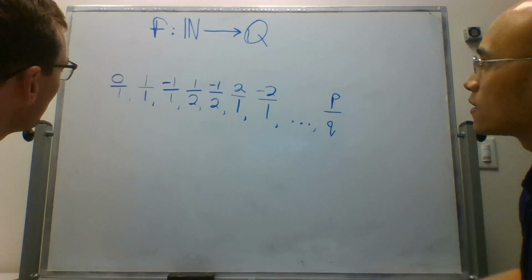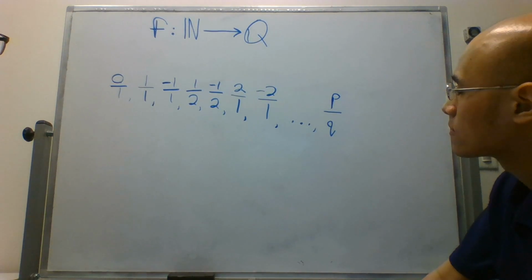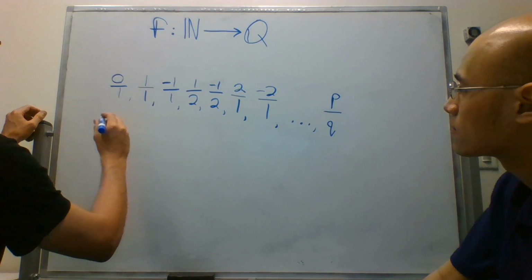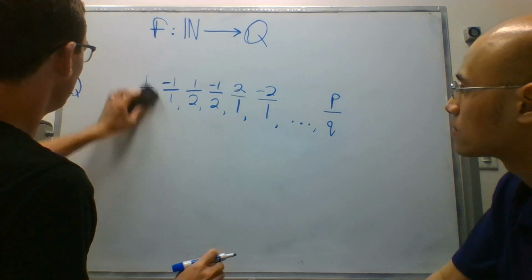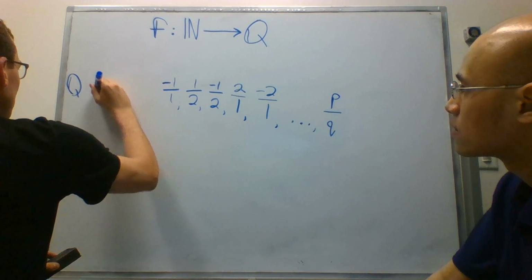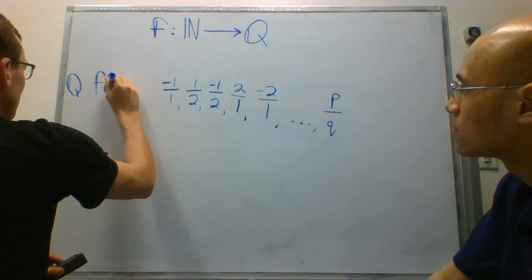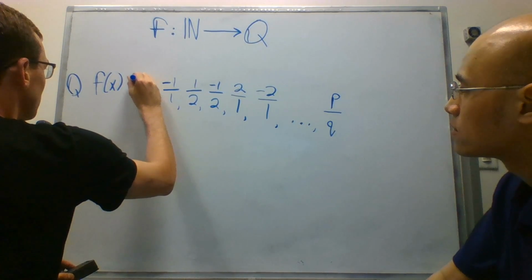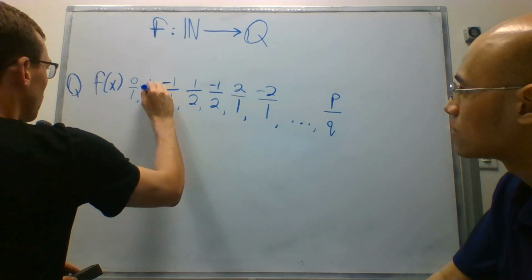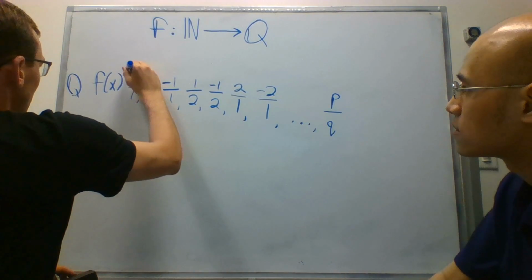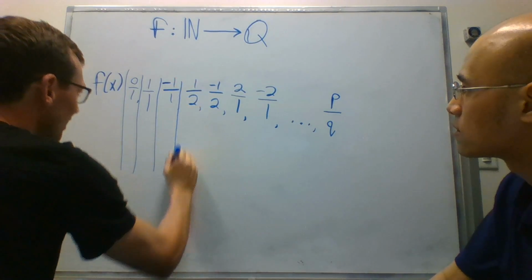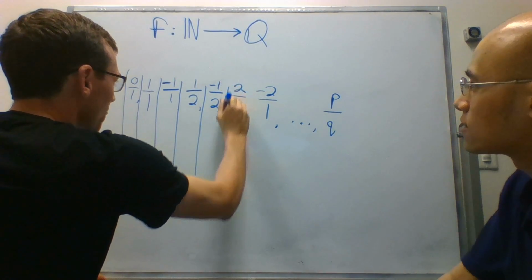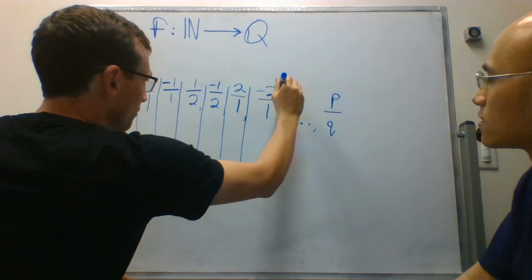Okay, so let's create the bijection. I just don't have enough space, so this will be Q, and I'm going to move this over a little bit. So this is going to be f of x, and this will be 0 over 1, and then 1 over 1. Okay, so that'll be the range of the function right there.